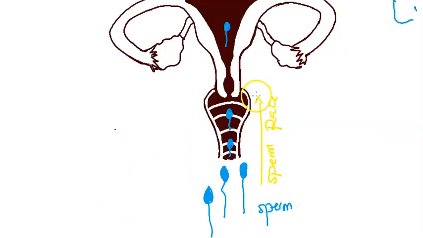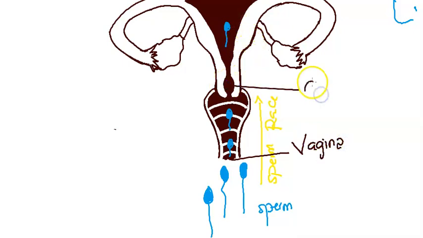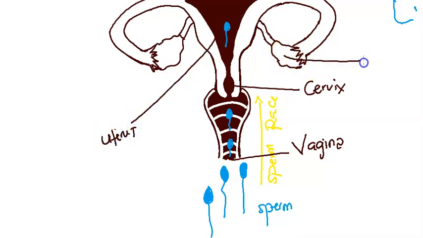Here we have the female reproductive tract, and at this point, here we have what we call the vagina, and here we have the cervix, and here we have the uterus, and here we have the ovary. So first thing that happens is this: after millions of sperm enter the female reproductive tract, only one lucky sperm penetrates the outer layer of the egg.